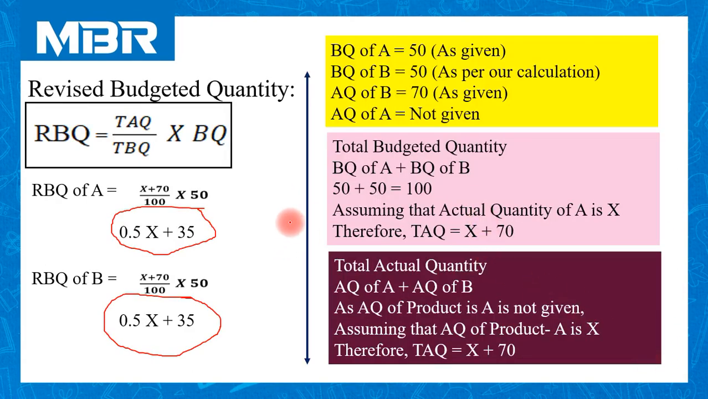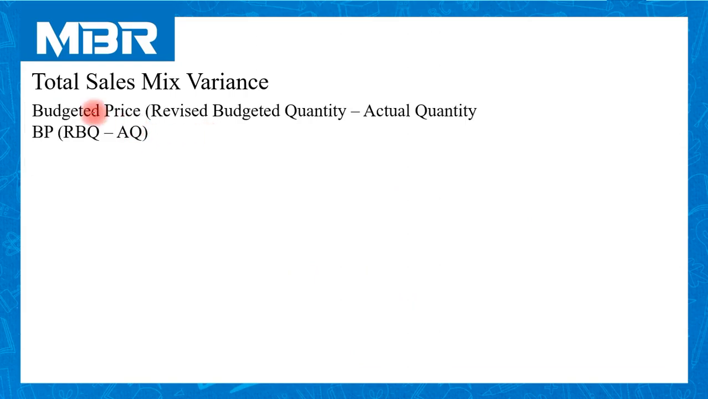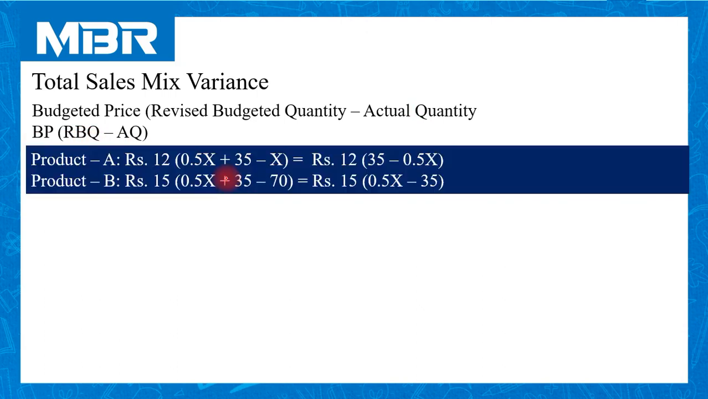Let us move to the next item, and it is most important. It is the most important item of our solution. Total sales mix variance. Formula: budgeted price multiplied by revised budgeted quantity minus actual quantity. So BP into bracket RBQ minus AQ.